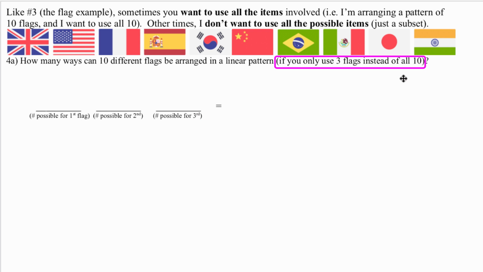You have 10 possible, but you're only going to use 3. This is really what a permutation can count for you, okay? So just think, how many possible do I have for the first flag? How many possible do I have for the second? How many for the third?